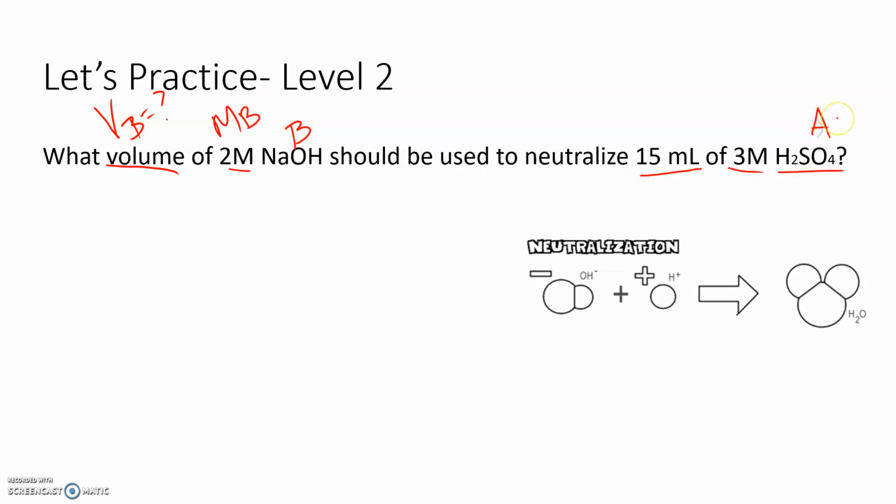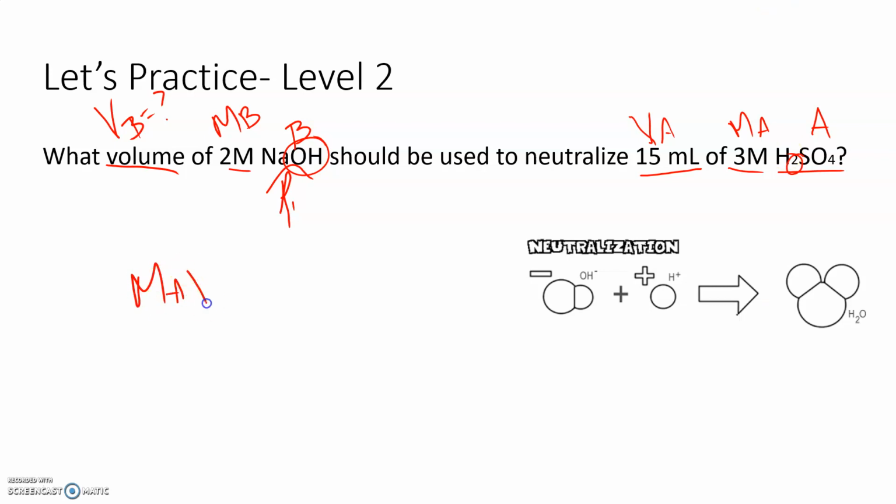This is my acid. This is my molarity or concentration of my acid, and this is the volume of the acid used. This is not going to be a straight plug-in. Why? The base is monoprotic. That's good. There's just one OH here. The acid is not. It's polyprotic. There's 2 H's there. So here's what you're going to do.